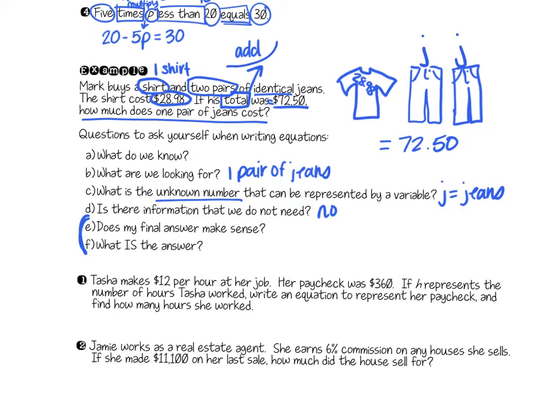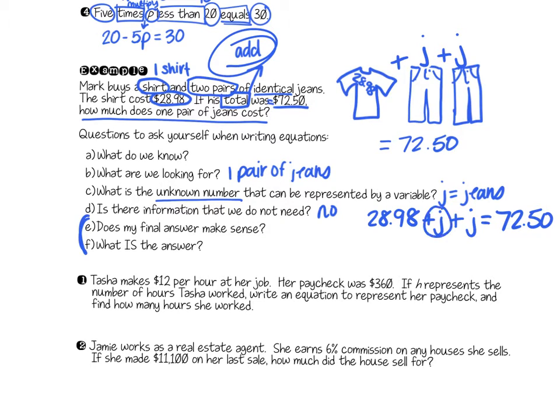And we said that total meant to add. So what I want to think here is $28.98 was the shirt. If you go shopping, they add the cost of all of the items you buy and add those up for your total. Then I'm going to add one pair of jeans, and another pair of jeans, and set that equal to my total. Well, I want to simplify. I know those two jeans are identical, so I can combine that to just be two pair of jeans, or 2J.